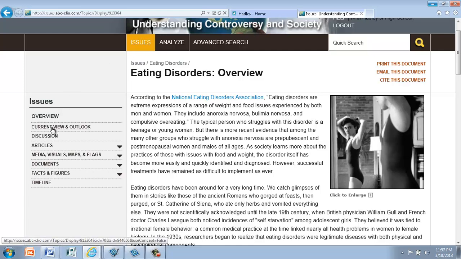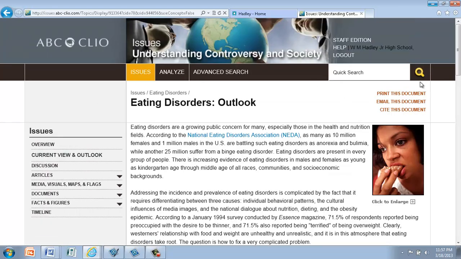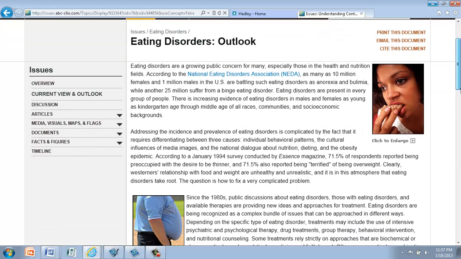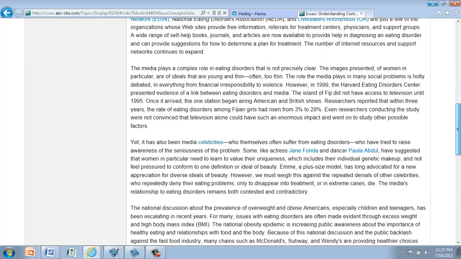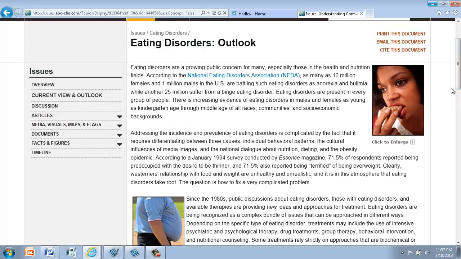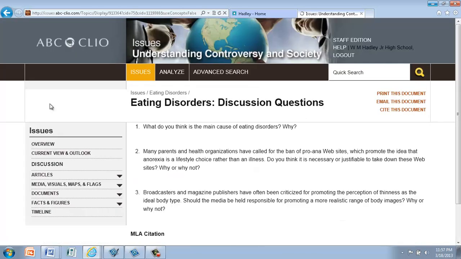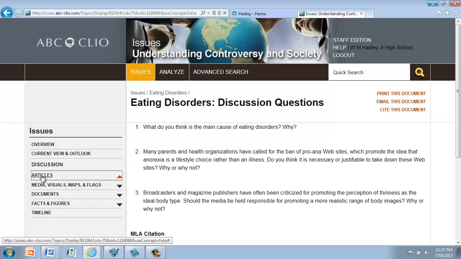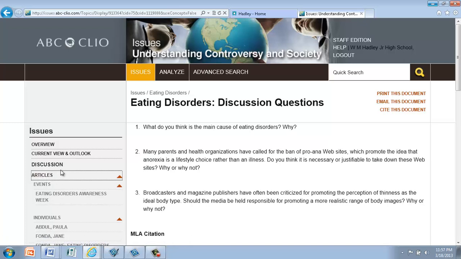After the overview, you can click on a current view and outlook of the topic, which basically gives you some of the most current information. Sometimes it gives you various perspectives. This one doesn't seem to do that. Discussion gives you some questions that you should be asking of yourself or of your teammates in the debate in order to really get down to the heart of the issue. There are also articles for you to read on the issue, and also some multimedia components. There may be videos or photographs or other things that the students can look at.